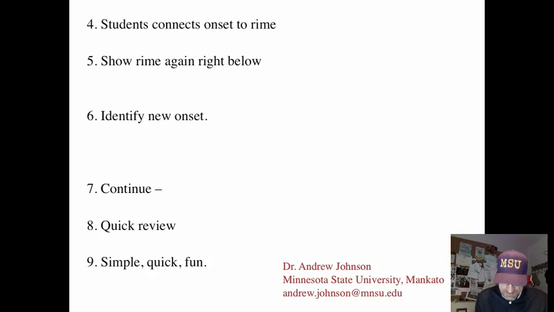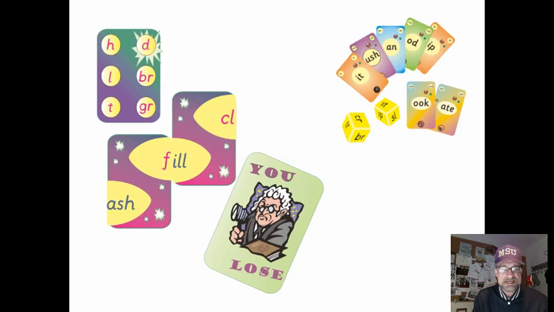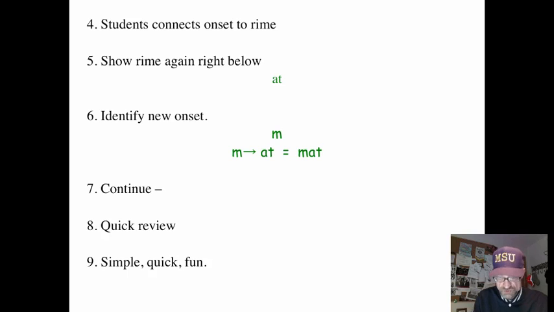So students connect the onset to the rhyme. They can actually use a whiteboard, or you could have letters cut out so they actually put at and put the H by it. You show the rhyme again right below it, at. You identify a brand new onset. I need something to wipe my feet on. What do I get when I put m with at? Mat. And then you continue with a new word family.